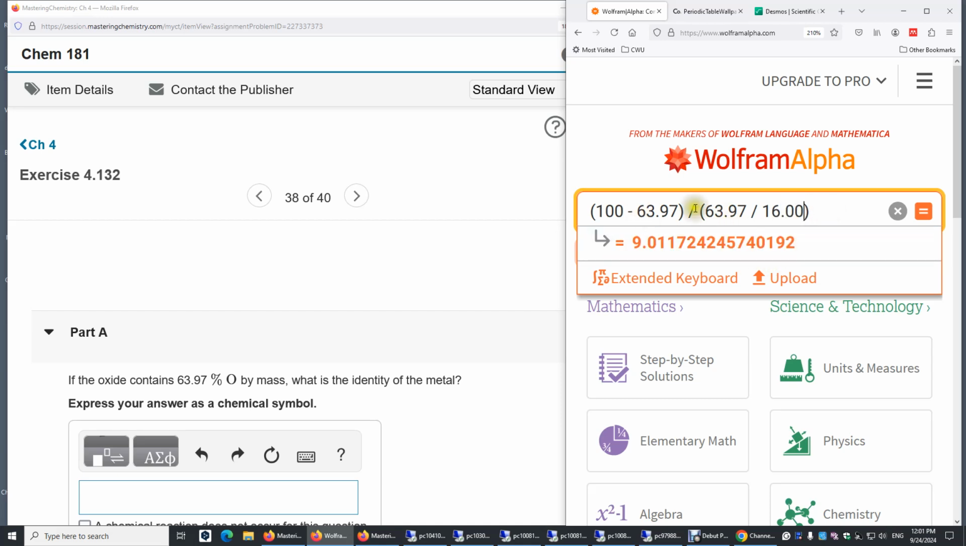Alright, and then we can click the equal sign to see the result, or we have the result over here already, 9.01, and that's beryllium.